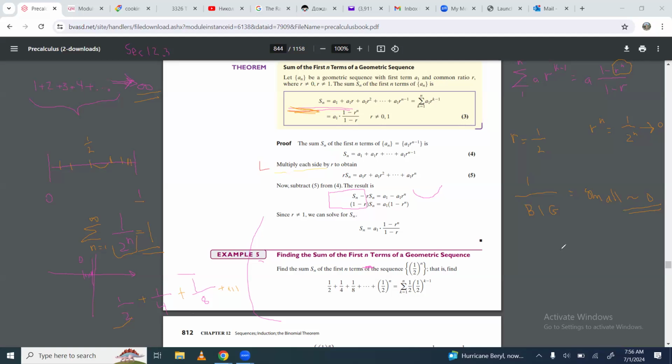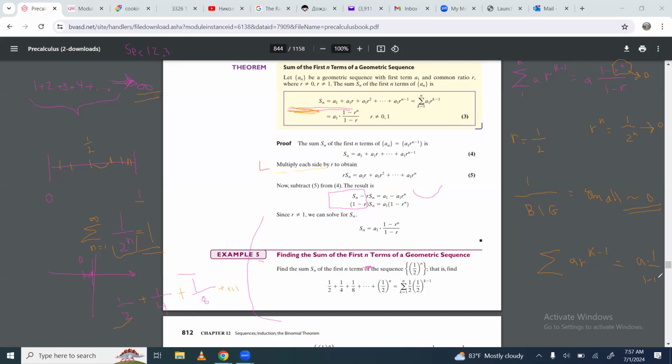So my sum will be first term, which is a. And then you have 1, subtract that stuff that disappears. So it's just going to be 1 over 1 minus r.